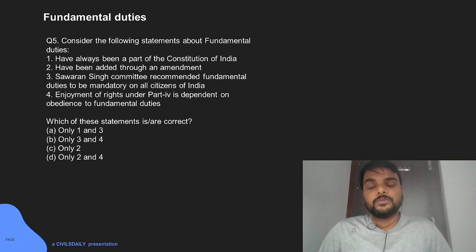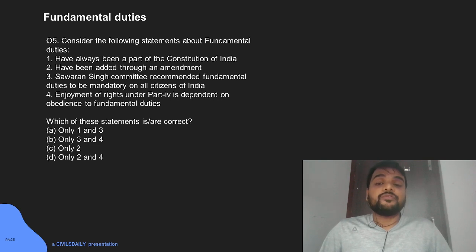That is true. Now next, the Swaran Singh Committee recommended fundamental duties to be mandatory on all citizens of India. Yes, the Swaran Singh Committee was announced for the 42nd Amendment, and it added one chapter for the fundamental duties, and it also wanted these fundamental duties to be mandatory along with other duties such as the duty to pay tax or the duty to vote, and others like if you destroy public property then you will be punished. That is already there but differently.